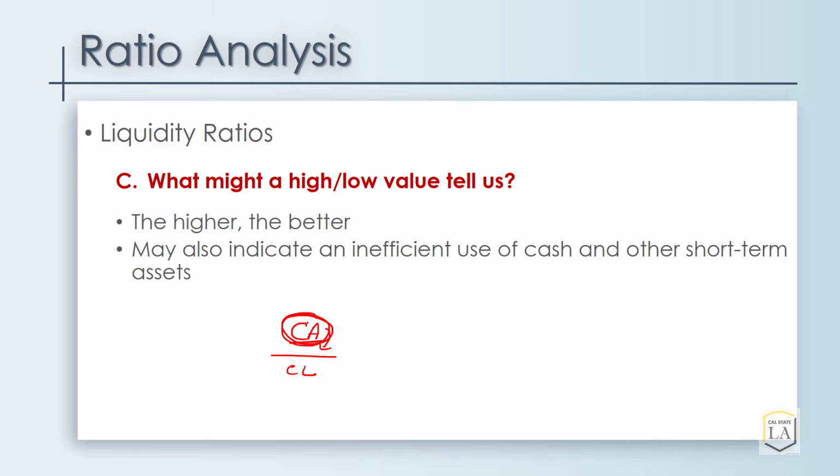So that might indicate an inefficient use of cash or current assets that could have been used for other investment opportunities. An absurdly high current ratio or liquidity ratio would indicate an inefficient use of current assets. But in general, in most cases, if the number is within a reasonable range of high, I would say that would be more preferred rather than having a very low number for liquidity ratios.